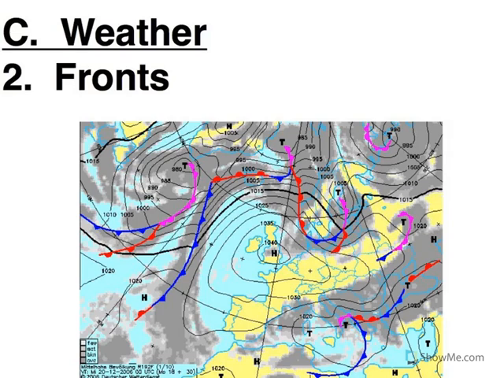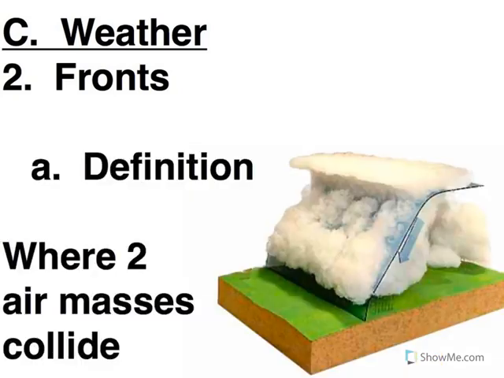Weather fronts and cold fronts. Whenever you watch the weather forecast, you always see maps like this and all sorts of symbols on here that represent different kinds of fronts. But what is a front? Well, our definition of a front is where two air masses collide.